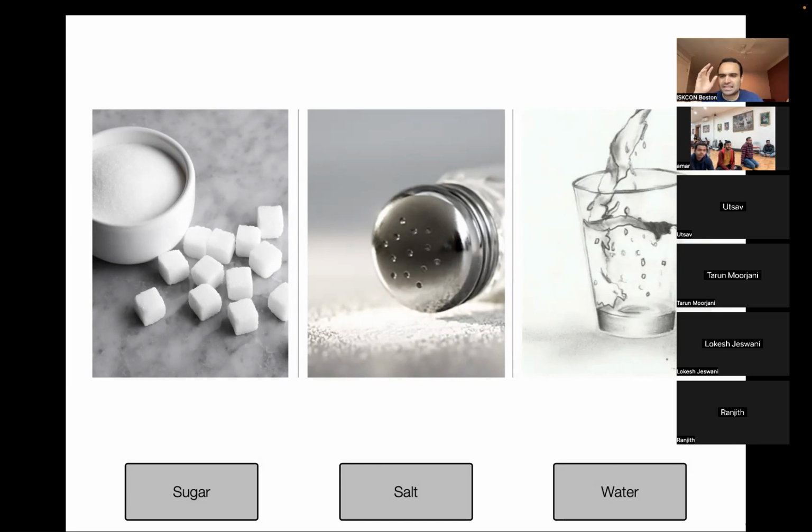Any characteristic that is inherent to sugar and cannot be separated from it. If it is separated, then it is no more sugar. Sweetness? Sorry, what did Tarun Prabhu say? Sweetness, yes, perfect. So the dharma of sugar is to be sweet. Sweetness is its essential quality, which cannot be separated from it.